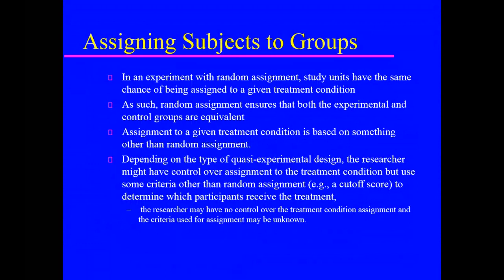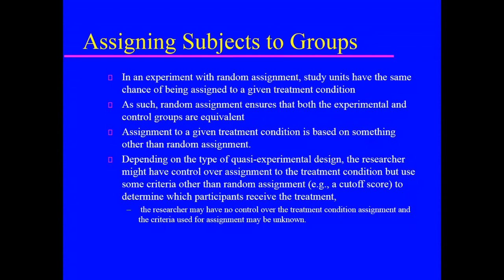So you want to assign subjects to groups. In an experiment with random assignment, study units have a chance of being assigned to a given treatment. As such, random assignment makes the experimental and control groups equivalent. In quasi-experimental design, assignment to a treatment group is based on something other than random assignment, like we saw in experimental design. Depending upon the research, the researcher might have control over the assignment to a treatment condition, but use criteria other than random assignment.